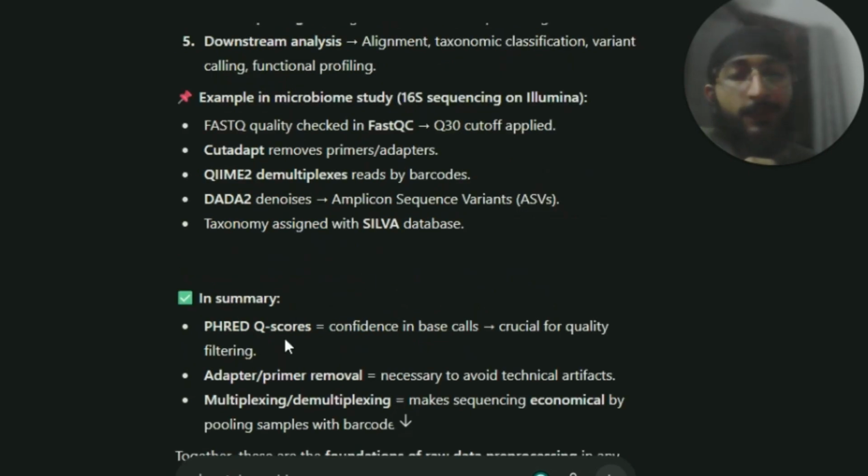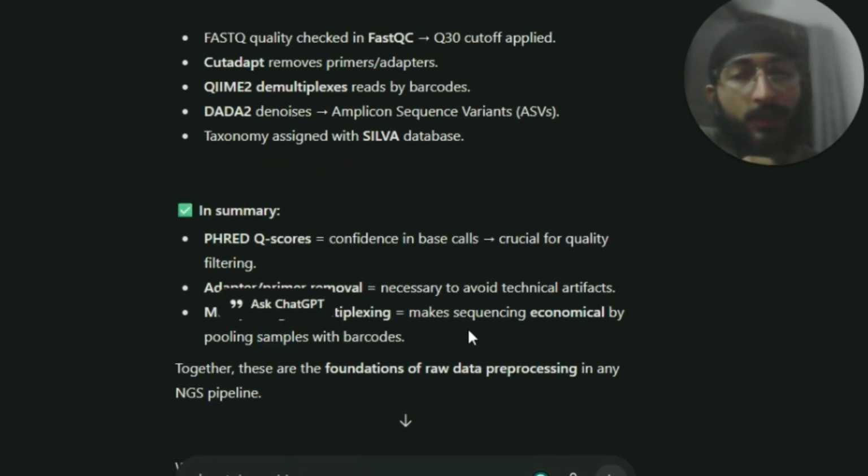So that's about it. And in summary, Phred scores basically contain the confidence in base calls that are crucial for quality filtering. Adapter and primer removal is necessary to avoid technical artifacts, and multiplexing and demultiplexing makes sequencing economical by pooling samples with barcodes.